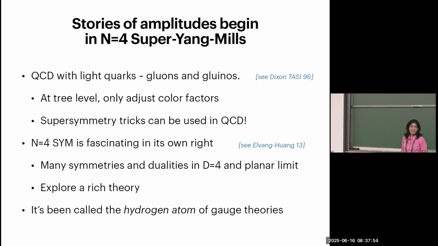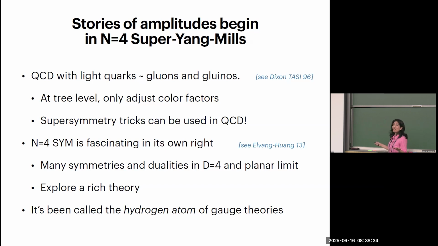Now, as many of us also appreciate, n=4 super Yang-Mills is a theory that's fascinating in its own right, is different from QCD, and has a lot of extra structure. So here I'm just pointing to two review articles that will cover these whole stories for people who are not so familiar. In n=4 super Yang-Mills, where there are many extra symmetries, you've got the structure of supersymmetry and, of course, dualities. You can study weak coupling, strong coupling. And we tend to focus on 4 dimensions and the planar limit of n=4 super Yang-Mills, where you can see a lot of this extra structure. So you can explore this rich theory in its own right.